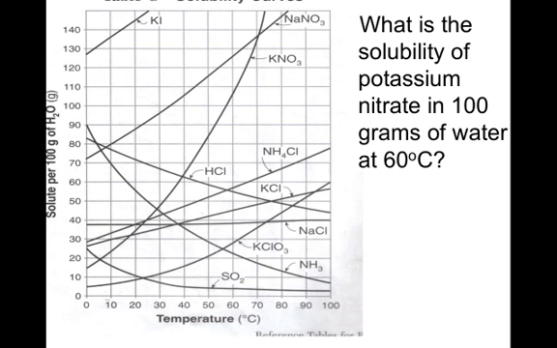So they want to know how many grams of potassium nitrate we can fit in 100 grams of water at 60 degrees Celsius. So I go to 60 degrees Celsius and I'm going to go up until I hit the line for potassium nitrate, right around here. So at 60 degrees I can fit about 107 grams of potassium nitrate in a saturated solution.